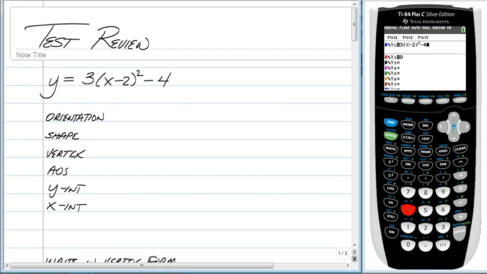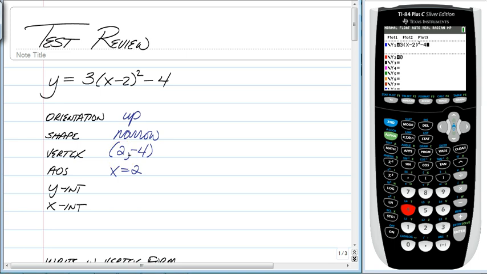So, here we go. First question, orientation opens up. We know that because this is positive. The shape is narrow. We know that because of the number in front. Remember, if it's bigger than 1, it is narrow. If it's 1, it's normal. And if it's less than 1, meaning it's a fraction smaller than 1, not a negative sign, then that would be wide. It's in vertex form, so we know the vertex is (2, -4). We know the axis of symmetry is x equals 2 because it's always x equals the x-coordinate of your vertex.